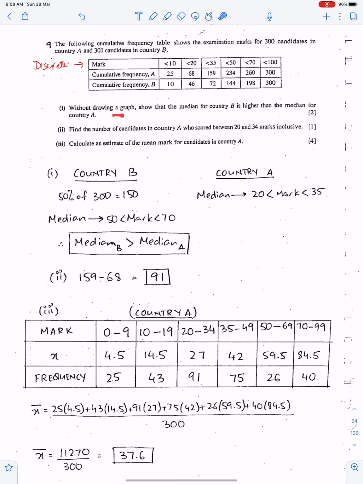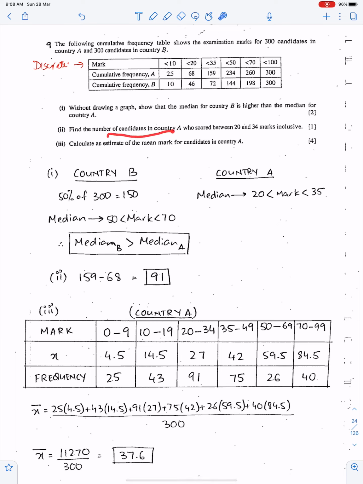Get the mid values of these class intervals, and this is the way to get the mean. Now first part, without drawing a graph, show that median for country B is higher than median for country A. So first take 50% of 300, which is 150. Now look for 150 in cumulative frequency. So 150 is here. So median lies between these two numbers, 20 and 35. And 150 is here. So median would lie between 50 and 70. So median of B must be greater than median of A.